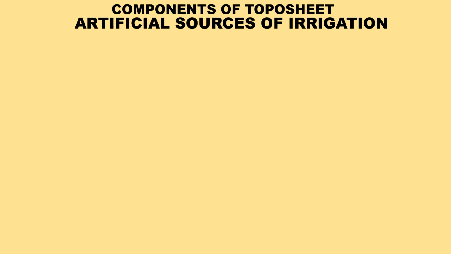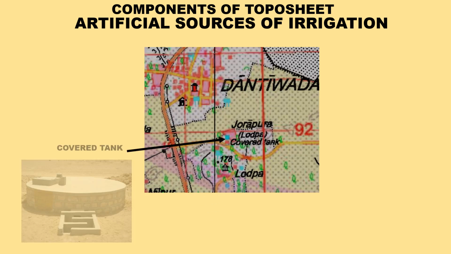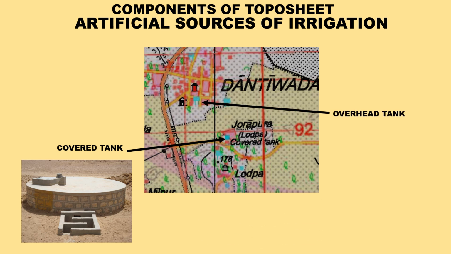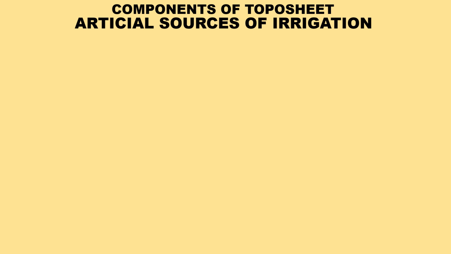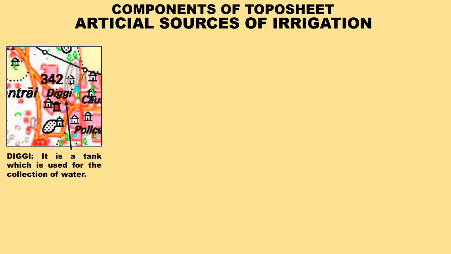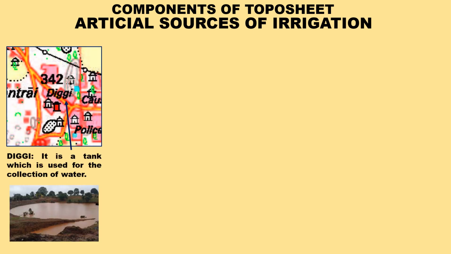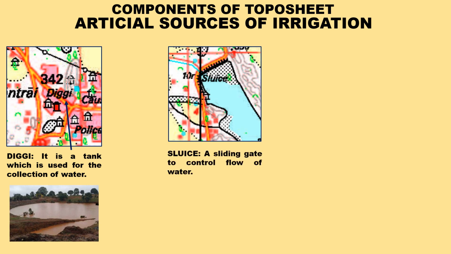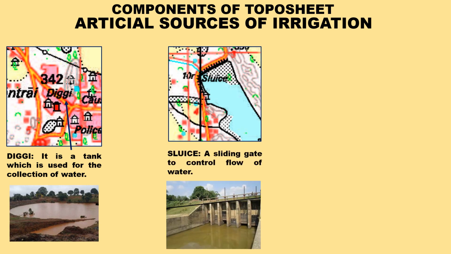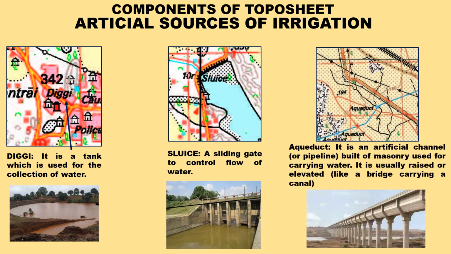The other artificial sources of irrigation which we see very commonly on the Toposheet map are the covered tank, and the next one which we have is the overhead tank. The next artificial source of irrigation which we have on Toposheet is the diggy. It is a tank which is used for the collection of water. Then we have sluice, a sliding gate to control flow of water. Then we have aqueduct. It is an artificial channel or a pipeline built of masonry used for carrying the water.